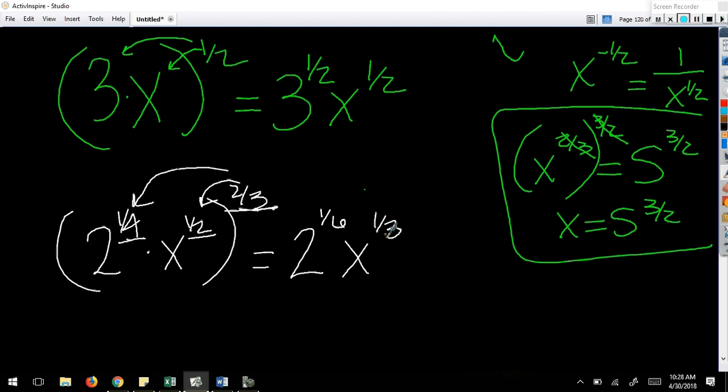Remember this? 1/4 times 2/3 is 1/6. 1/2 times 2/3 is 1/3. Multiply them. Oh, so you ain't got to times that by 2? No, leave the base alone. Don't mess with the base.